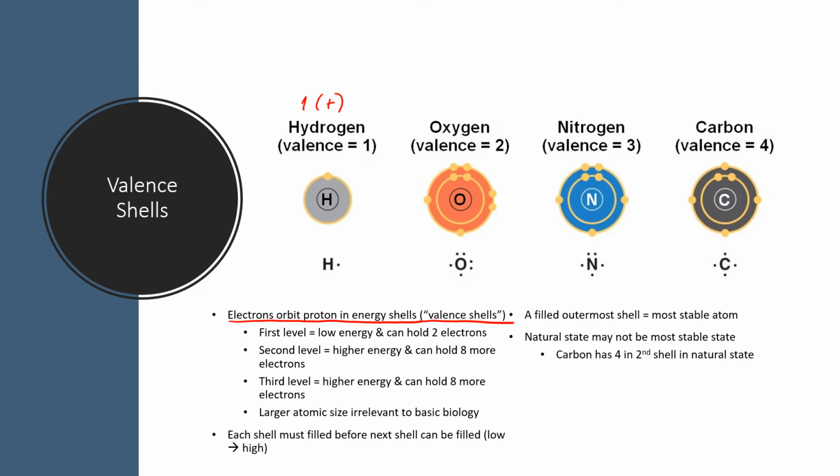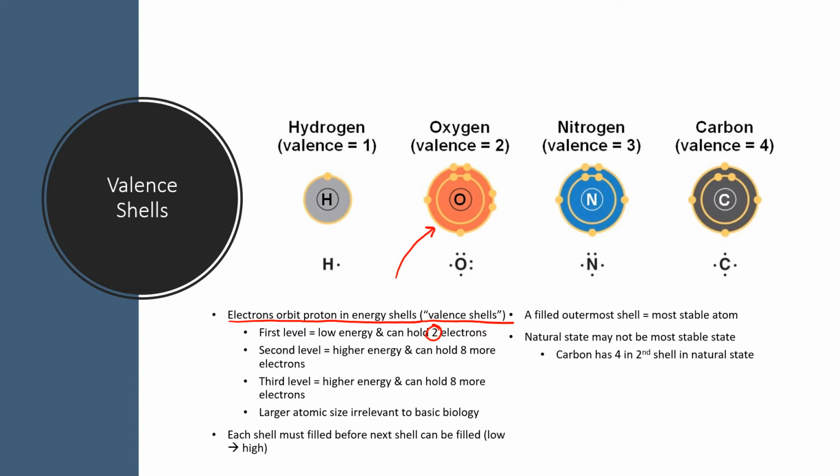Electrons will always settle at the valence shell closest to the nucleus. We call that the lowest valence shell. The lowest valence shell has the least amount of energy. It can hold up to 2 electrons. The second level, as you can see here with oxygen, has more energy and can hold up to 8 more electrons.